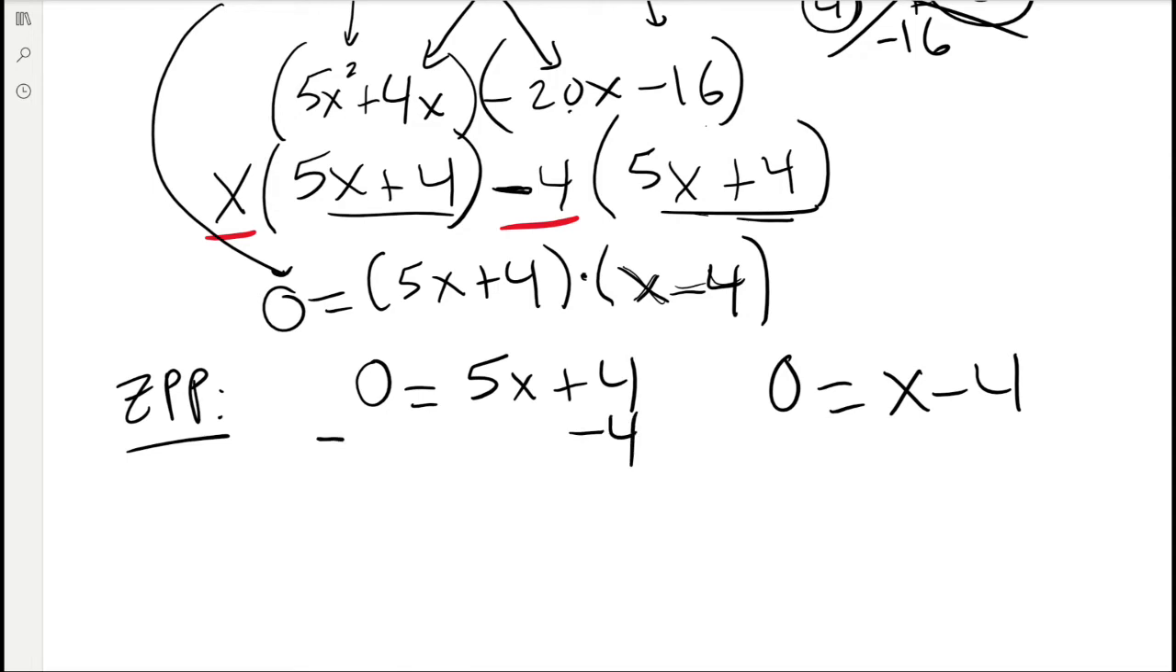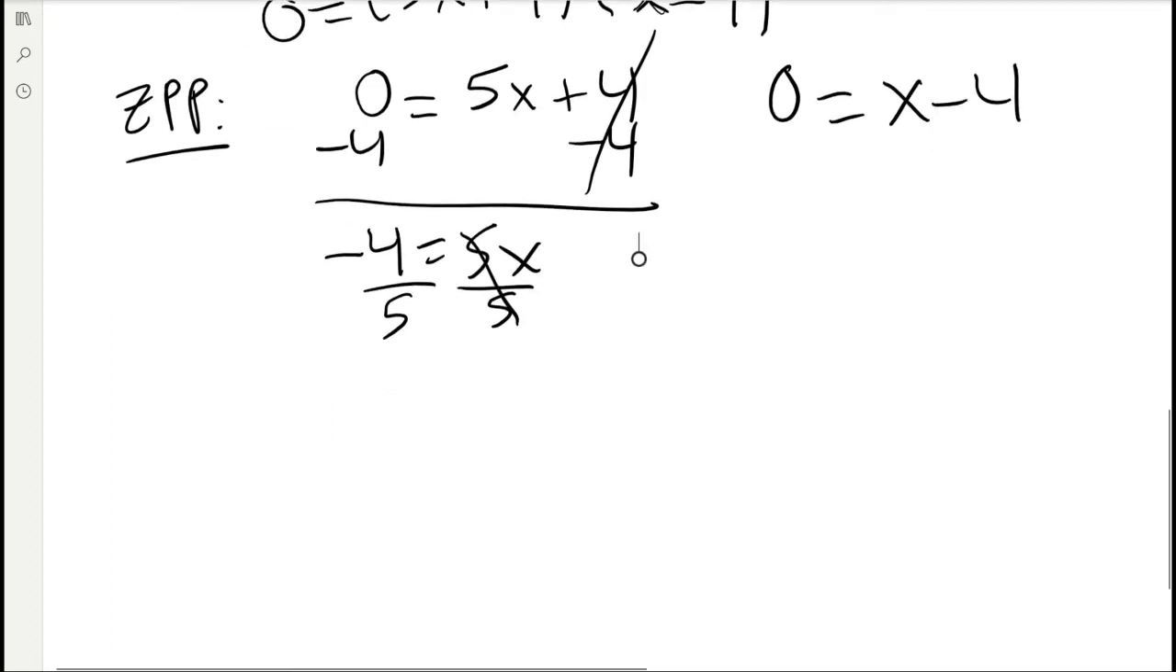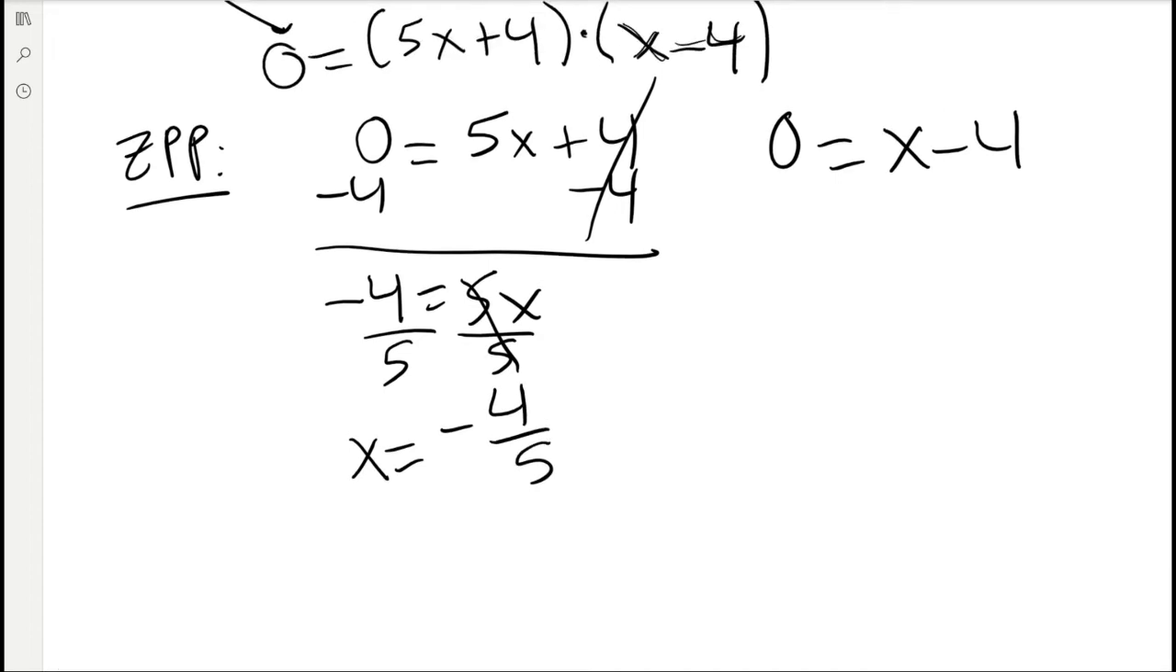So we're going to have to subtract 4 here. We get negative 4 equals 5x. We're going to divide by 5 on both sides now. So we have here negative 4/5 is x. So I'm just going to rewrite it as x equals negative 4/5. So that's one of our solutions so far. On the right hand side, we're going to add 4. So we have x equals 4.